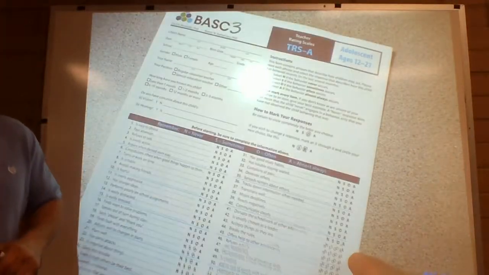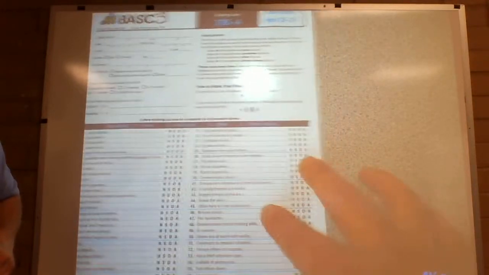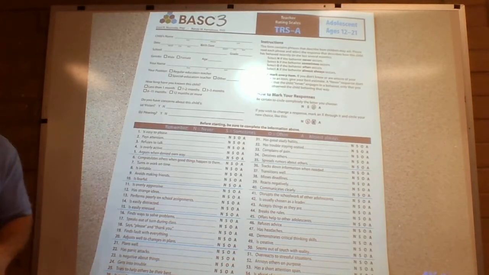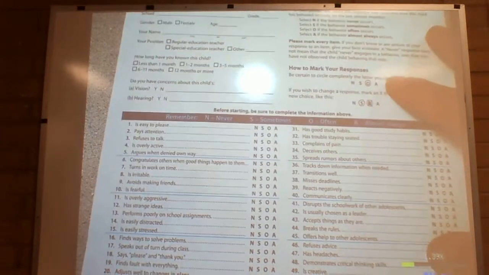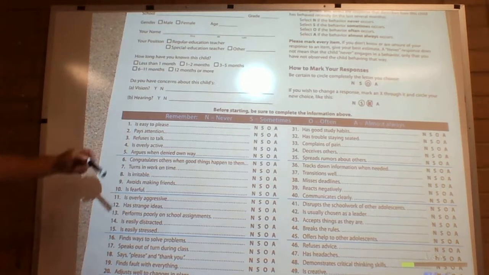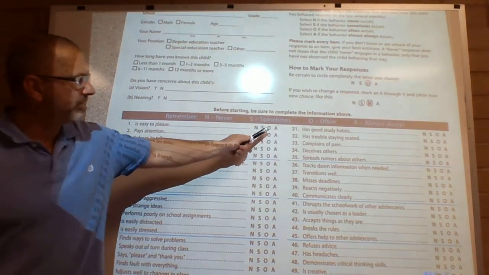And so I have an instrument, it's called the BASC, and we use it in a lot of contexts. So I'm going to zoom in a little bit. And so it asks a lot of questions. Is easy to please. Never, sometimes, often, always.